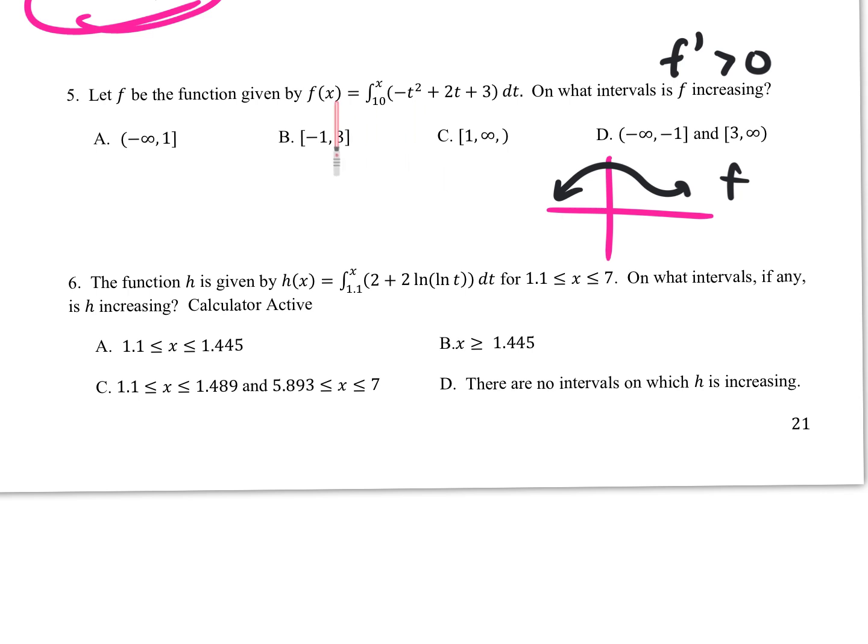Could we use our calculator? Well, let's find f prime by hand first. Then we'll use our calculator. If this is f, what's f prime? If I had to take the derivative of this integral, what's going to happen? The integral's going to cancel out the derivative. We say bye-bye, and we'd be left with the function with x. Exactly.